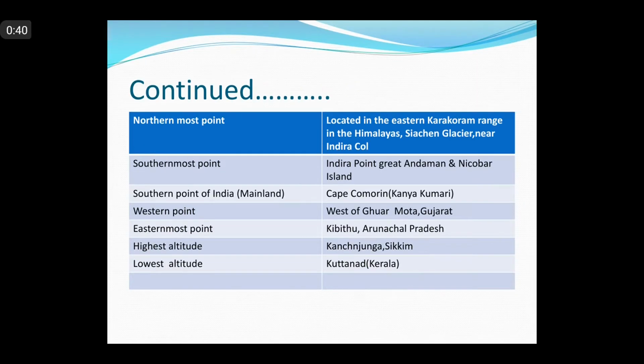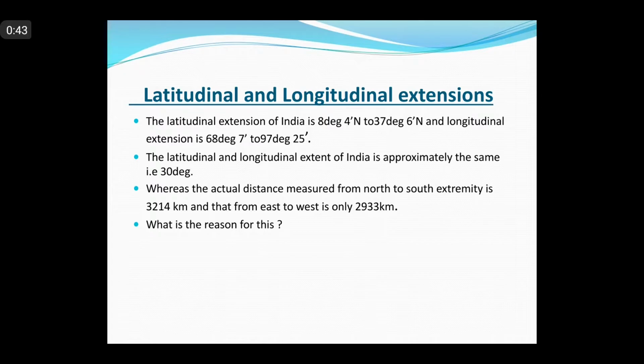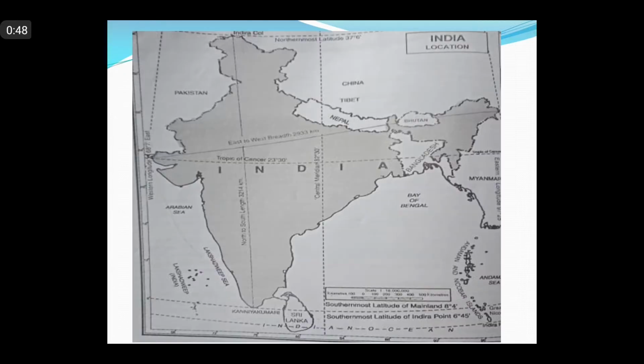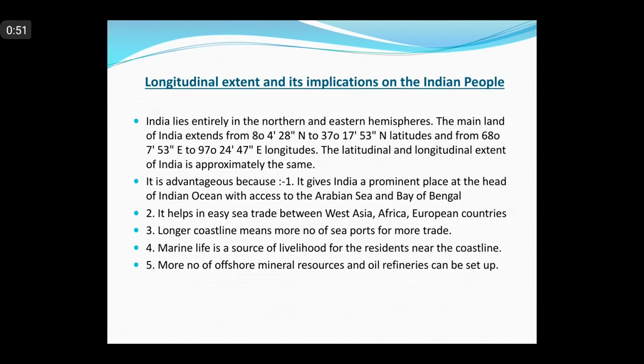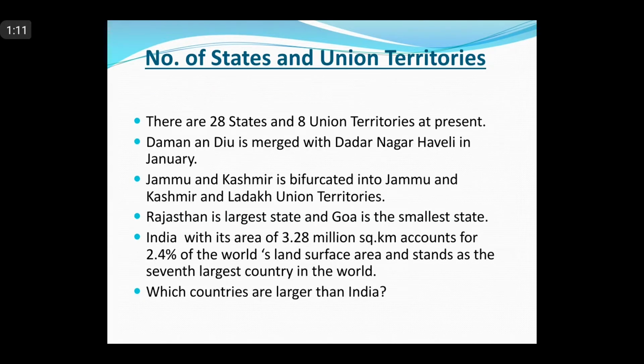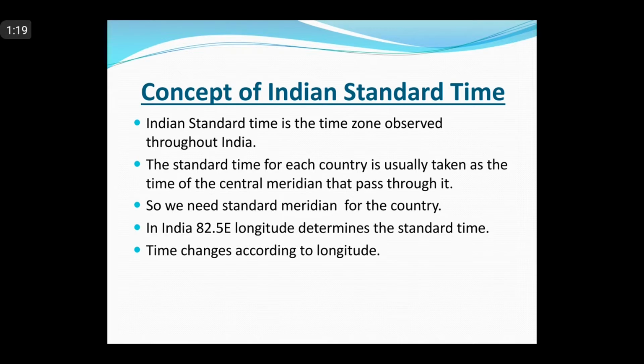We have discussed some geographical facts related to India, the latitudinal and longitudinal extensions of India, and their implications, like how it helps in easy trade between West Asia, Africa and European countries. A longer coastline means more seaports for more trade. We have also discussed the number of states and union territories and the concept of Indian Standard Time.